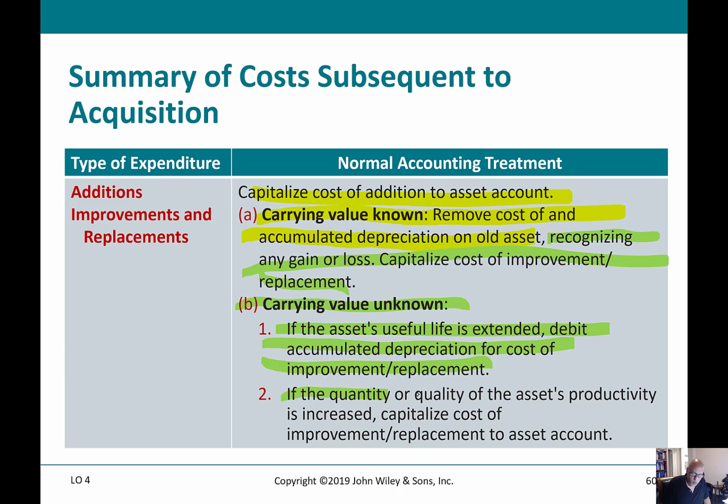Now, we say if the quantity or quality of the asset is increased, then take the cost of the addition and replacement improvement and put that into the asset account. So now the cost of the new roof would be added to the carrying value by increasing the asset account directly. Okay, good.